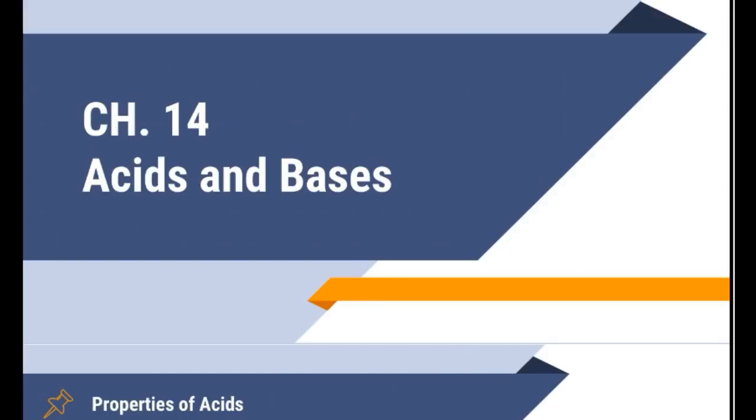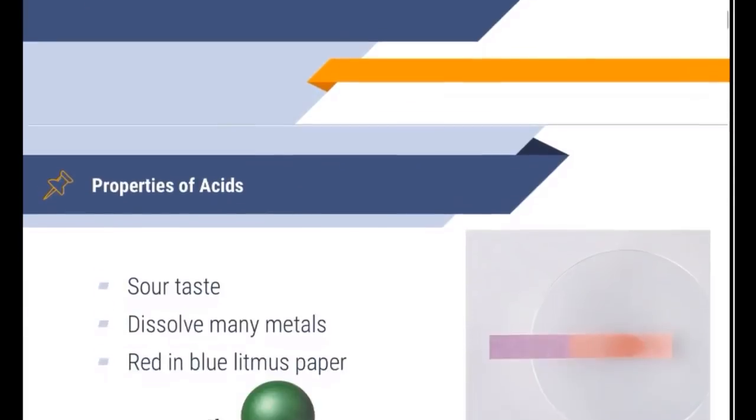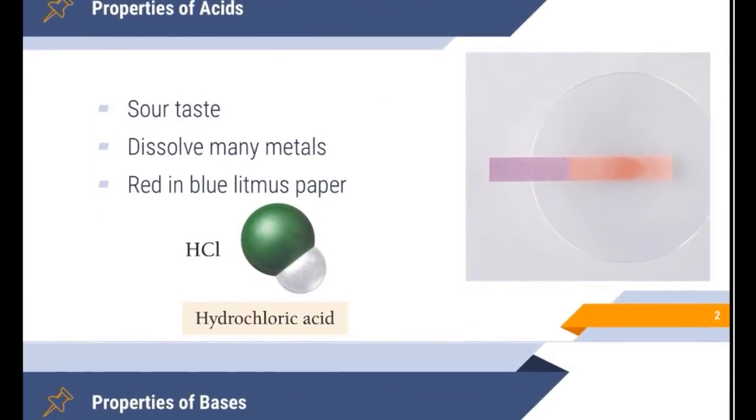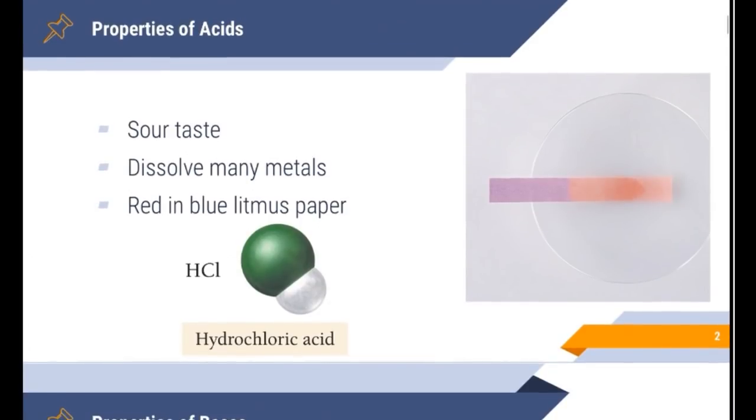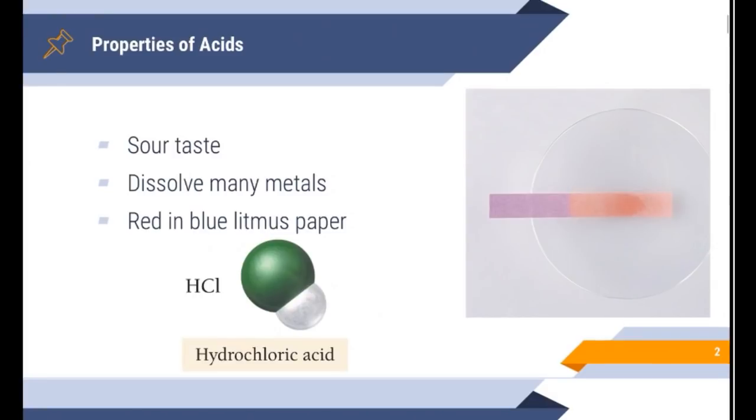Alright, so this is going to be the acids and bases chapter for us. The first thing we're going to start with is the properties of acids. Acids will have a sour taste. They can dissolve metals, as you saw in your reactions lab, and they will turn blue litmus paper red.